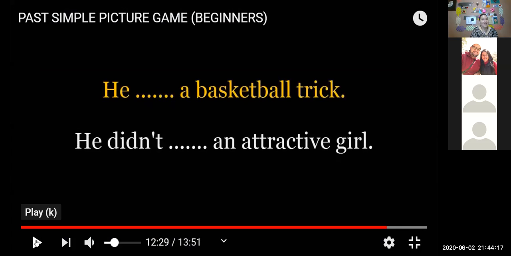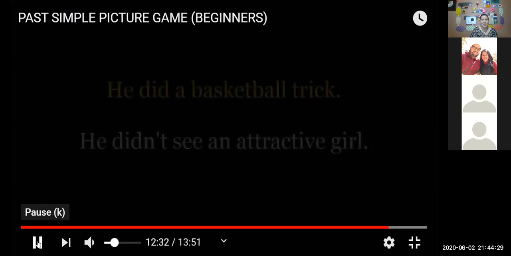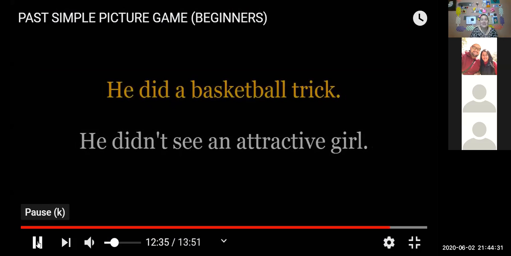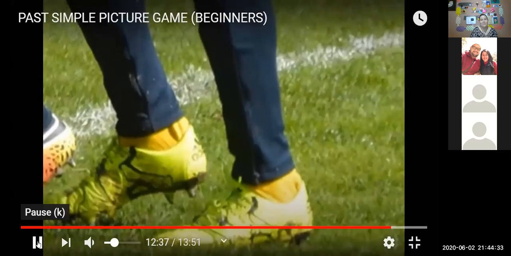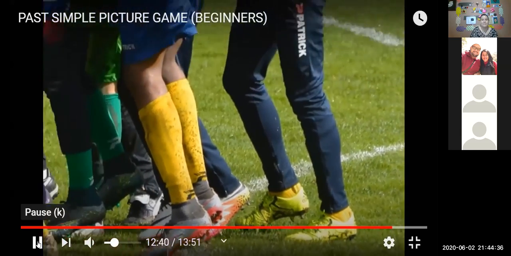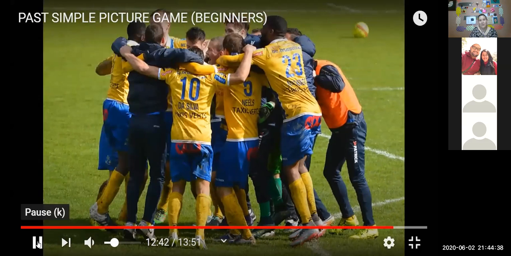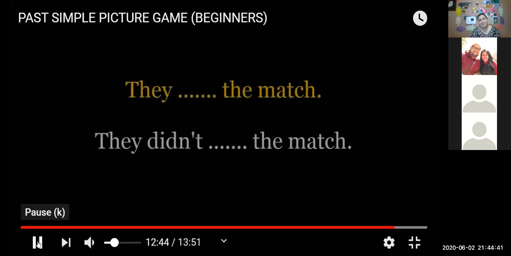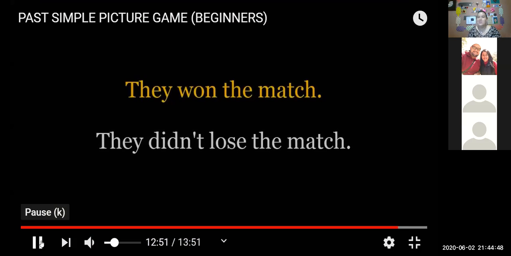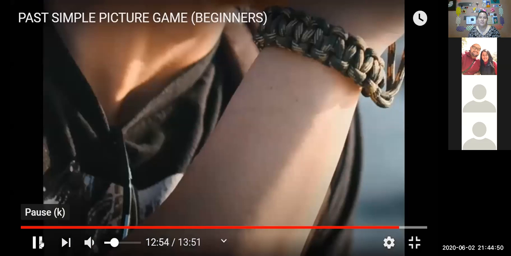He did a basketball trick. And he didn't see an attractive girl. Okay, girl. He did a basketball trick. He didn't see an attractive girl. They won the match. They didn't lose the match. Very good.